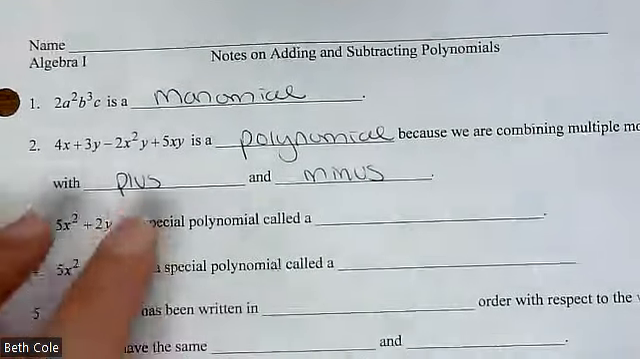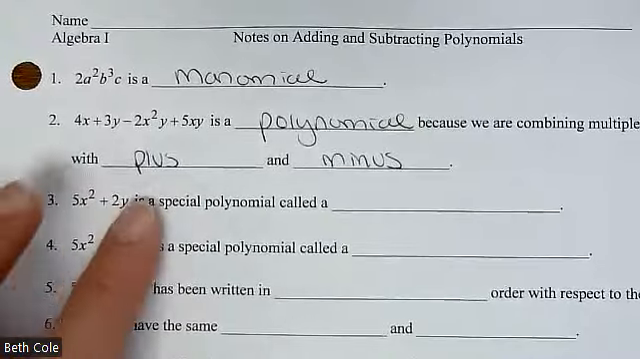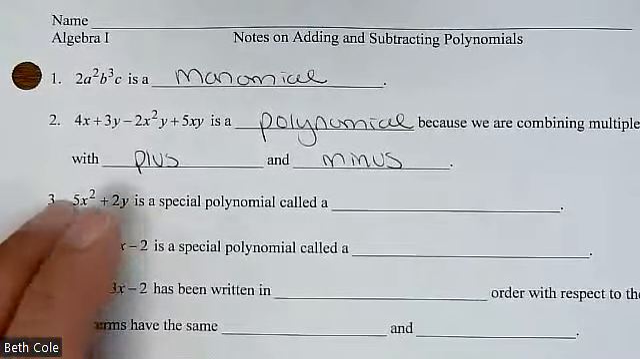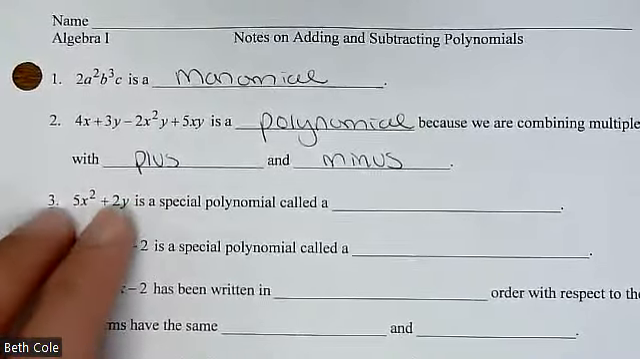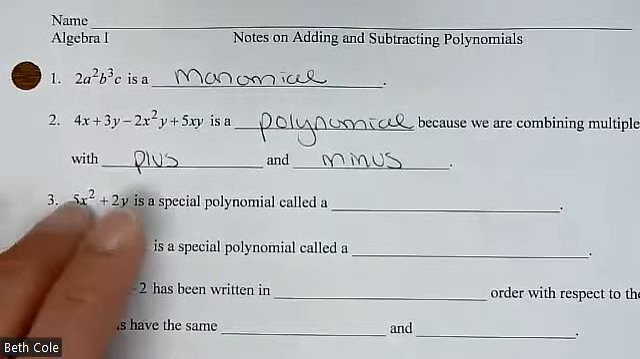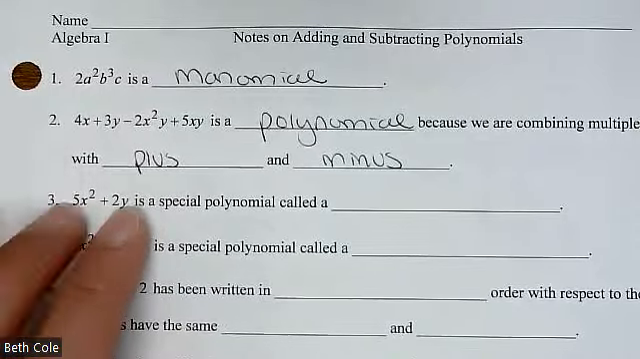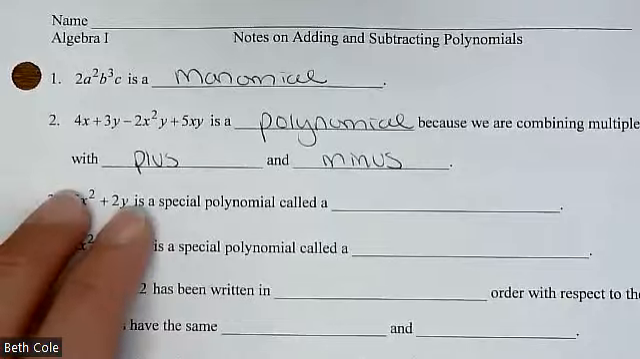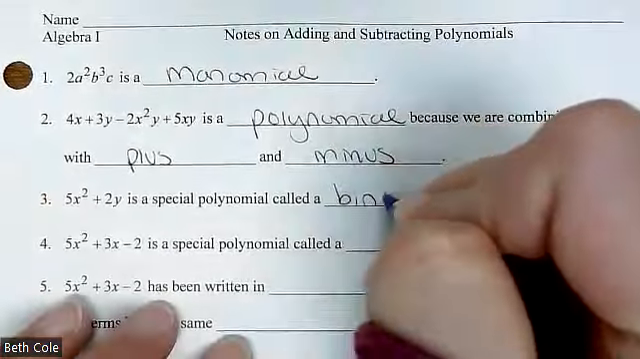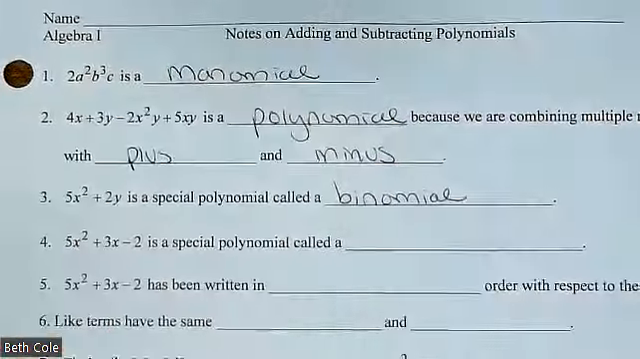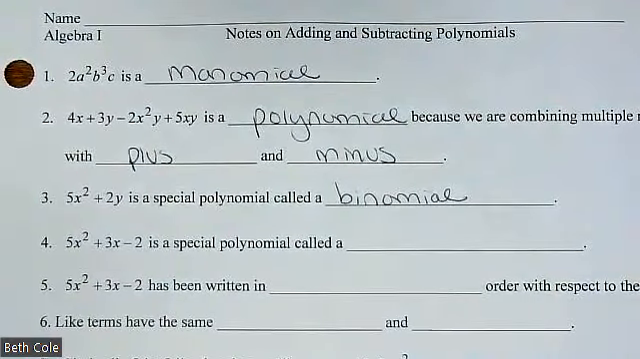So when you look at this one, how many terms do you have? Terms. 2. Do you see how you have 5x squared and then you have 2y? You have 2 terms, so that is called a binomial. Bi like a bicycle, 2.